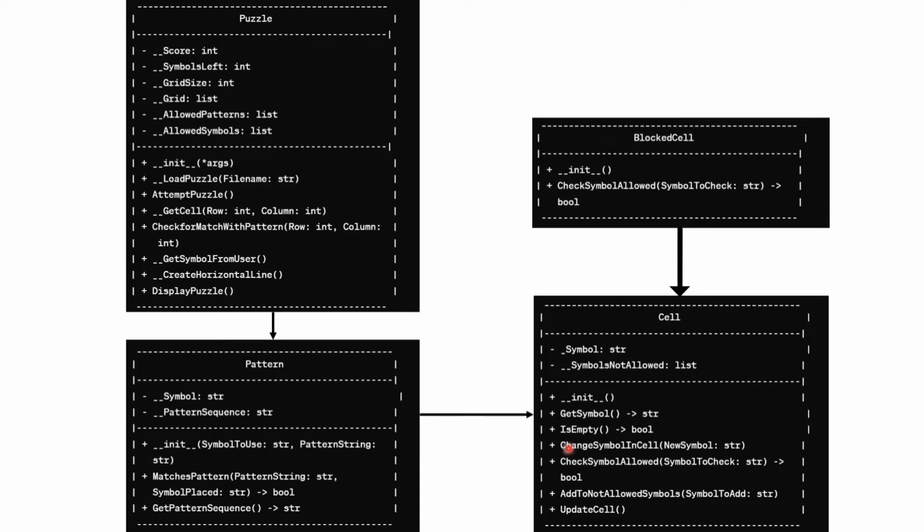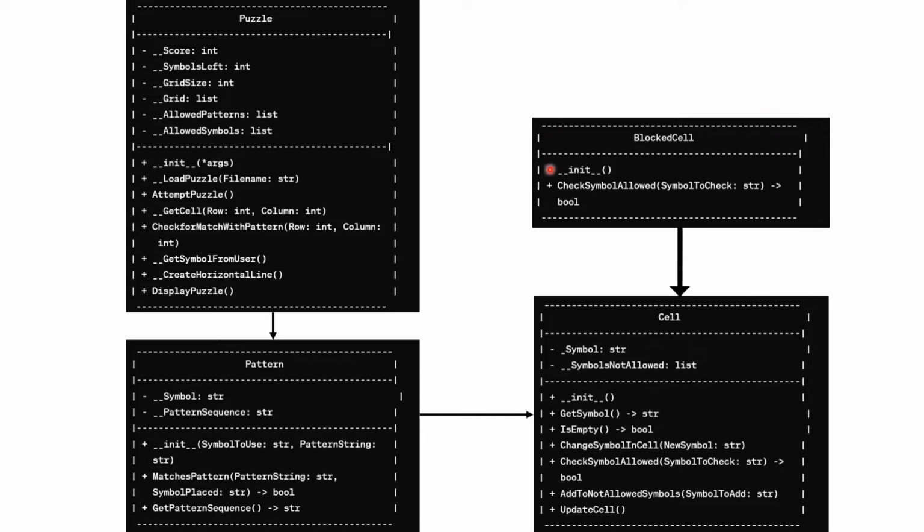Next up, we've got the cell class. The cell class is the parent class or the superclass to our blocked cell class. We'll look at that in depth in our next video. But basically this class represents each cell within the puzzle grid and contains a symbol and a list of symbols that are not allowed in that cell.